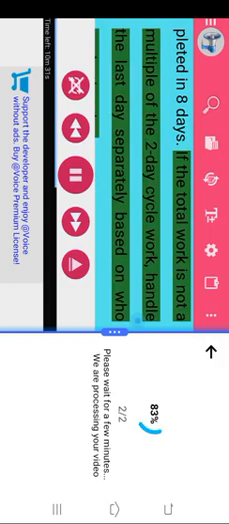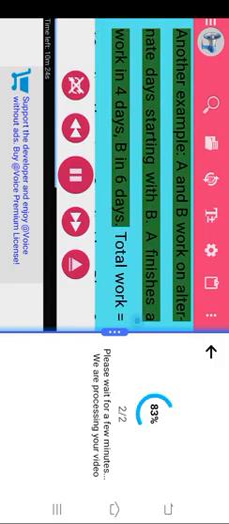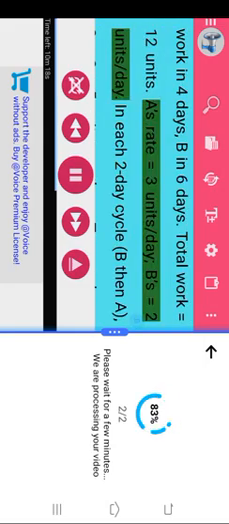If the total work is not a multiple of the 2-day cycle work, handle the last day separately based on who works that day. Another example: A and B work on alternate days, starting with B. A finishes the work in 4 days, B in 6 days. Total work equals 12 units. A's rate equals 3 units per day, B's equals 2 units per day.